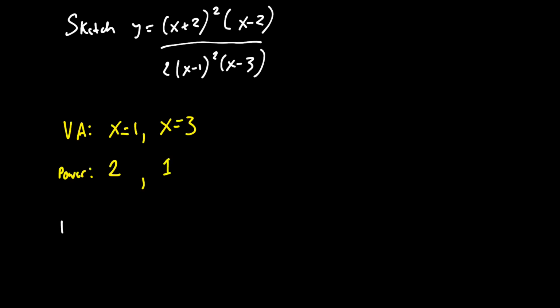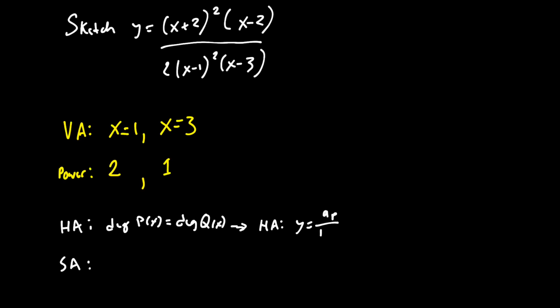Now, we can go ahead and look at our horizontal asymptote and our slant asymptote, since we have that the degree of p of x is equal to the degree of q of x. This implies that we'll have a horizontal asymptote at y is equal to the leading term AP divided by the leading term BQ. And this means we'll have no slant asymptote.